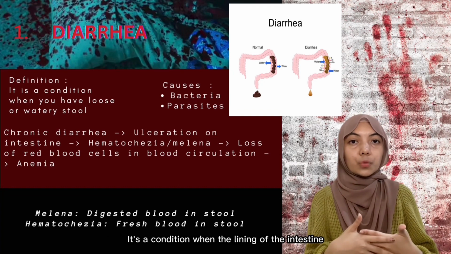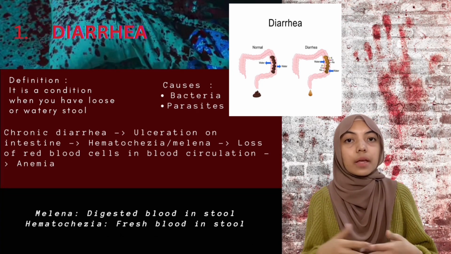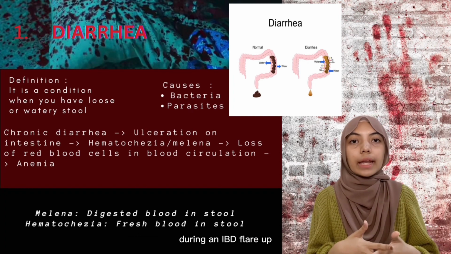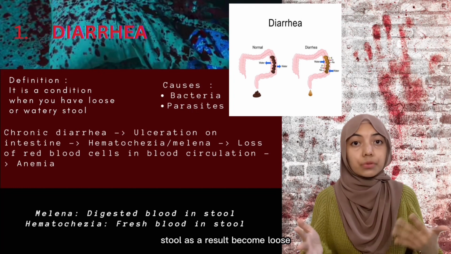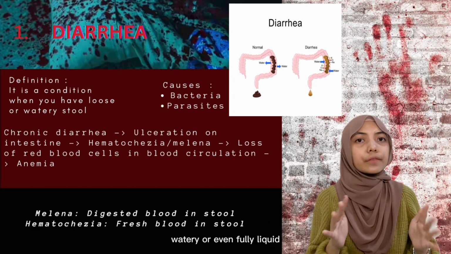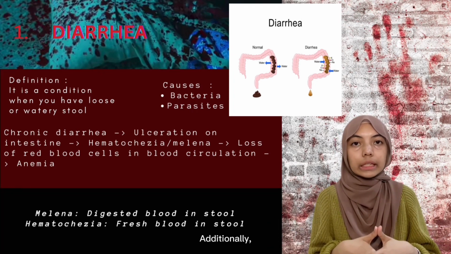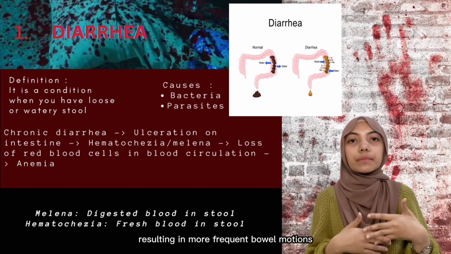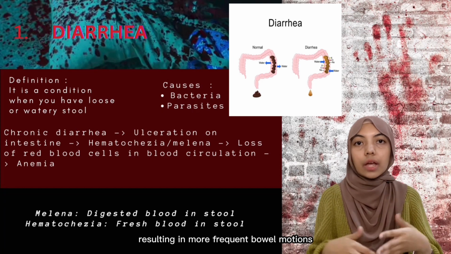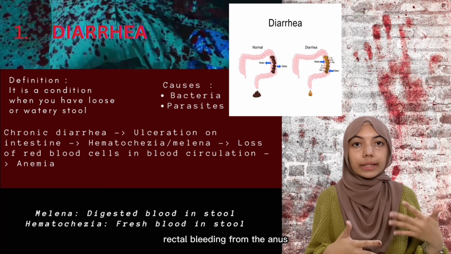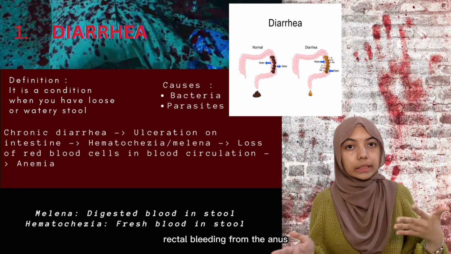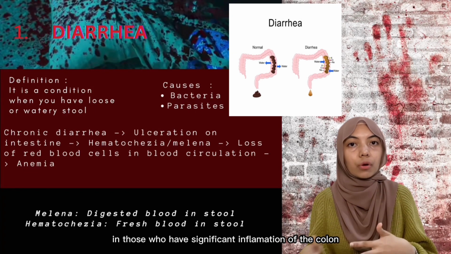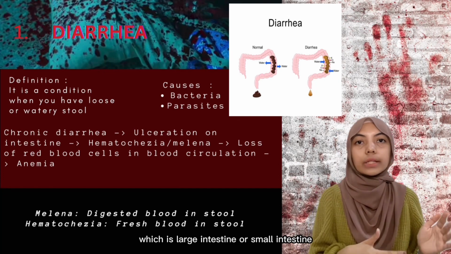Diarrhea is one of the most common and troubling symptoms for people with Crohn's disease. It's a condition when the lining of the intestine becomes irritated and unable to absorb all liquids during an IBD flare-up. Stool as a result becomes loose, watery, or even fully liquid. Additionally, the looser stool may pass through the colon more quickly, resulting in more frequent bowel motions. Frequent diarrhea and urgency, rectal bleeding from the anus, and cramps are more common in those who have significant inflammation of the colon, which is the large intestine, or small intestine.